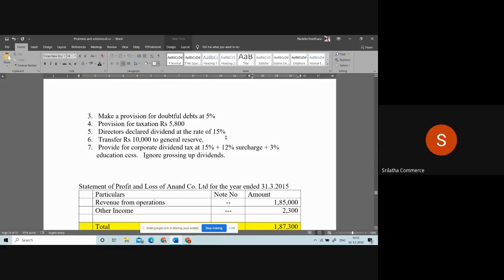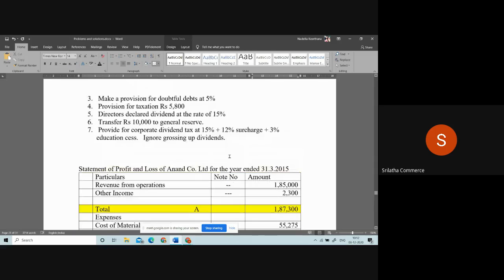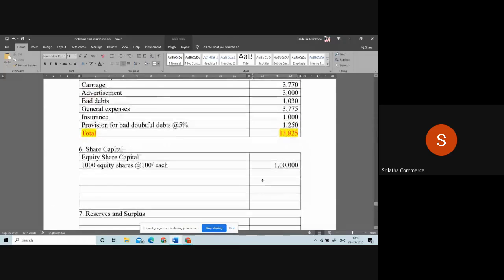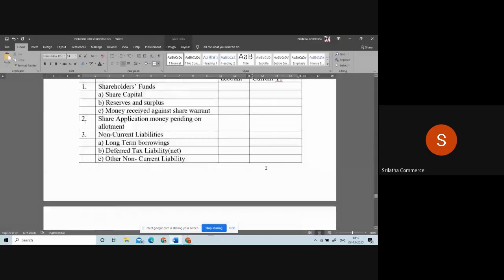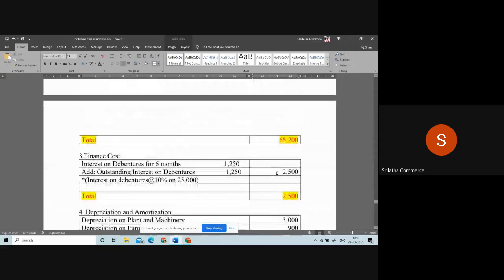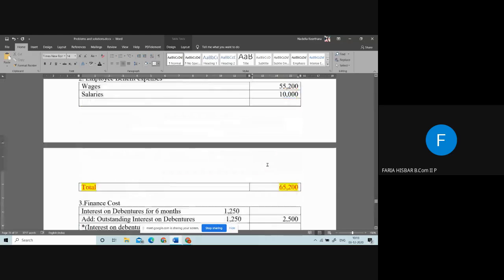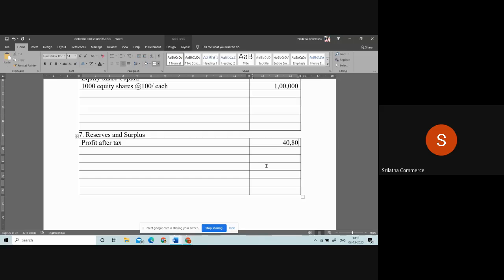Directors declare dividend at the rate of 15%. So in your working notes, we have to calculate the dividend on the paid up capital. Your paid up capital is how much? 1 lakh. Now, your profit after tax is how much? 40,800, which you are going to take under reserves and surplus. Profit after tax is 40,800.